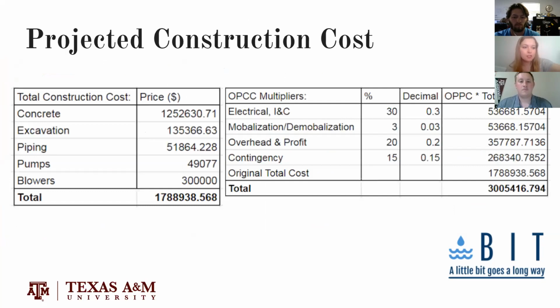The final cost is shown on this slide. The total prices for each material were added up to be about 1.7 million. The OPCC multipliers were then accounted for as is shown in the table on the right. Once they were calculated, they were added to the original total, and the final construction cost was found to be about 3 million.